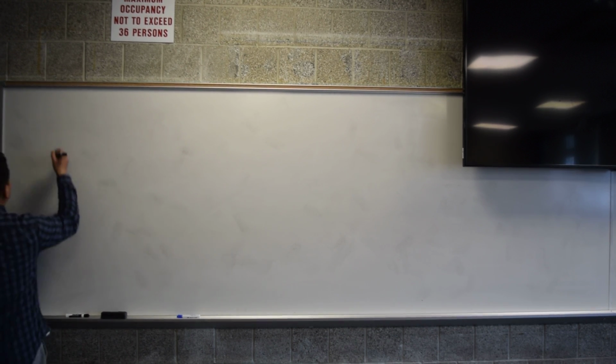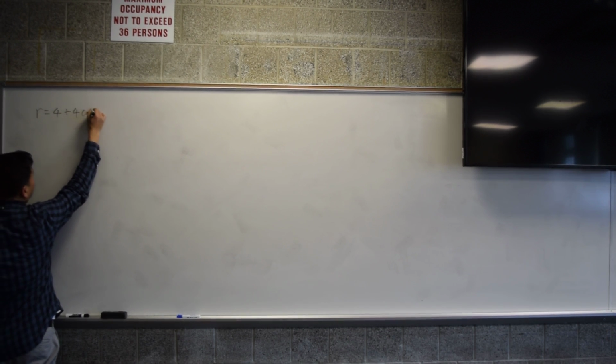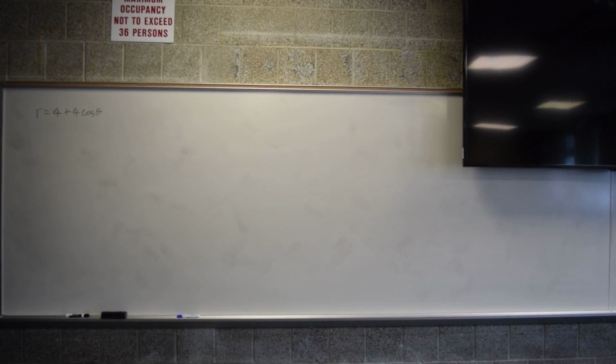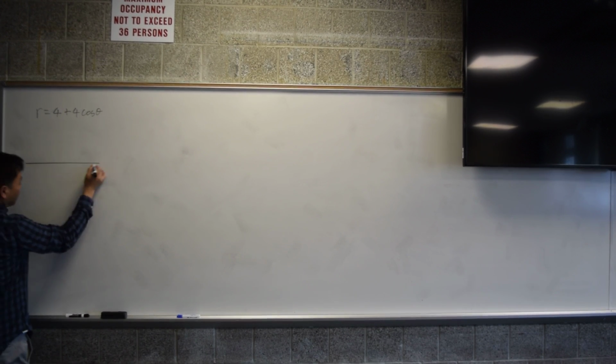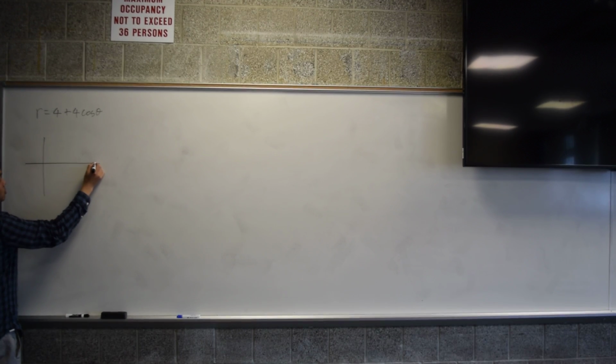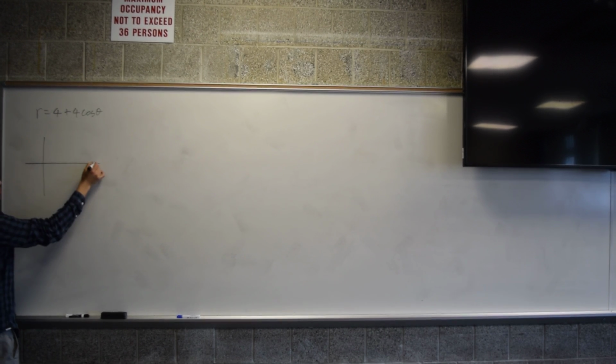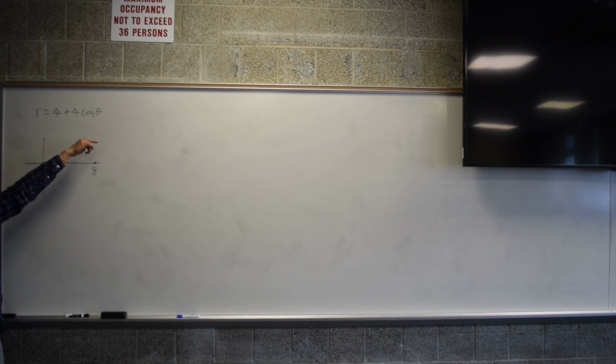Okay, so here's the graph of the cardioid. How does this look like? You can plot this for various angles. When you plug in 0, 4 plus 4 times cosine 0 is 1, so 4 plus 4 is 8. You get 8 here. When you're at 90 degrees, cosine 90 is 0, therefore you only get 4. So you get 4 here.